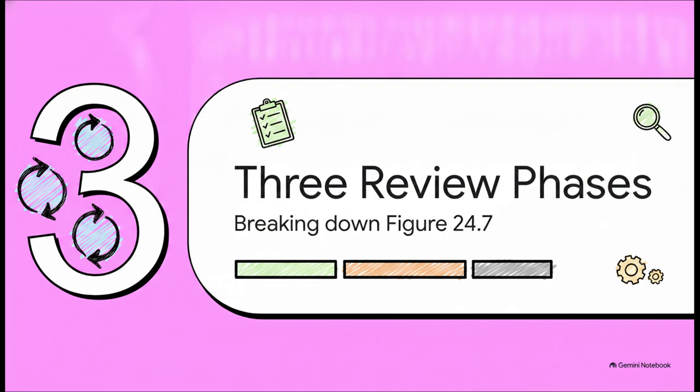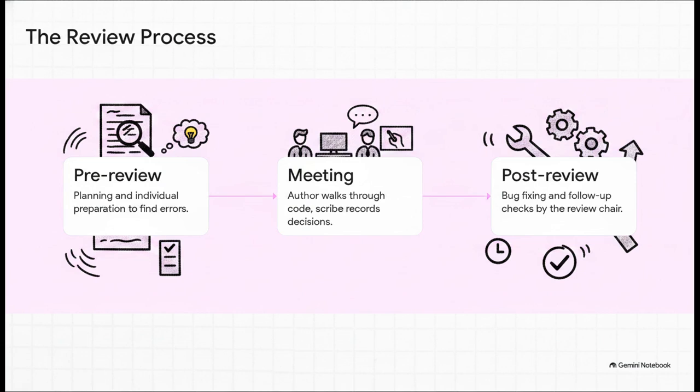Section 3. The 3 review phases. Breaking down Figure 24.7. Every single successful review follows a very specific, structured workflow. Phase 1 is pre-review activities. Phase 2 is the actual review meeting, and Phase 3 covers the post-review activities. Let's break down exactly what happens in each step.